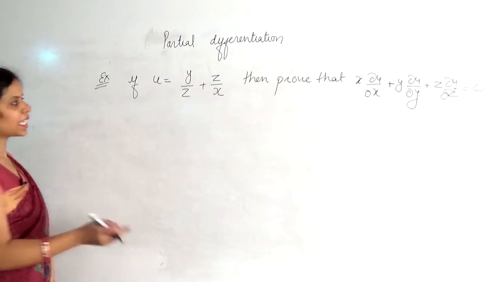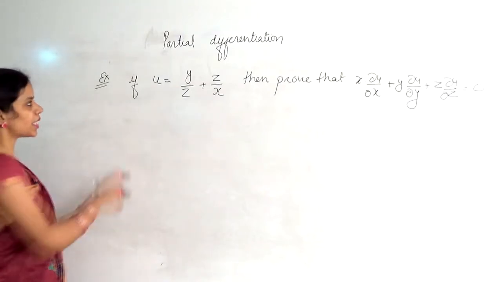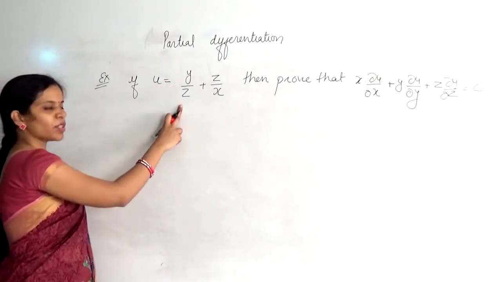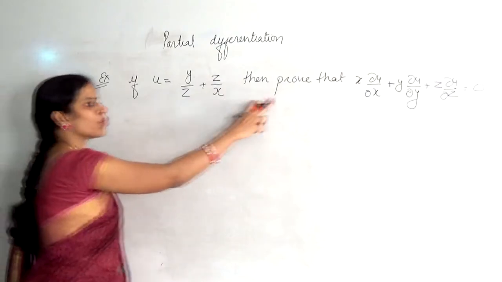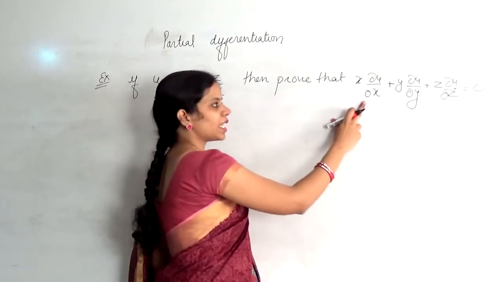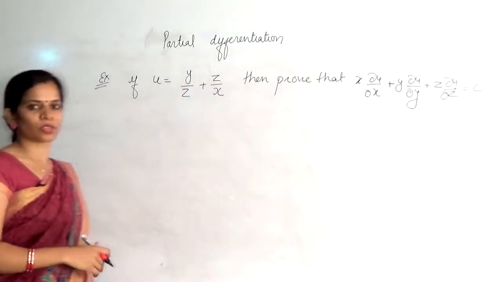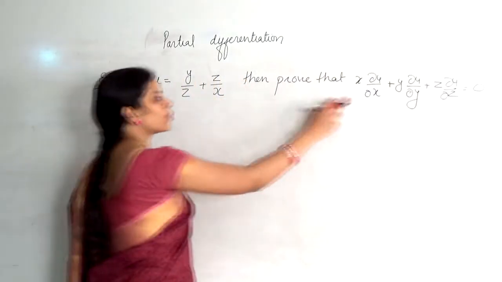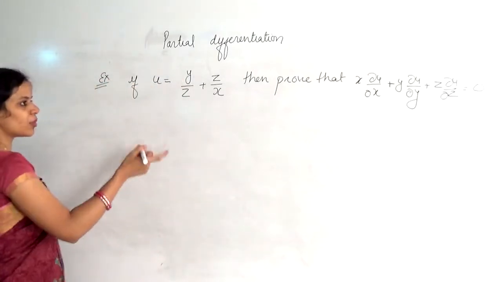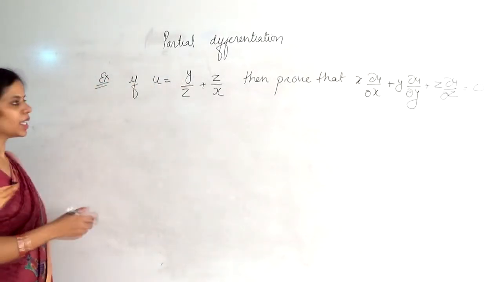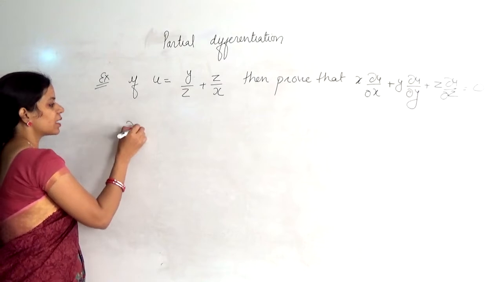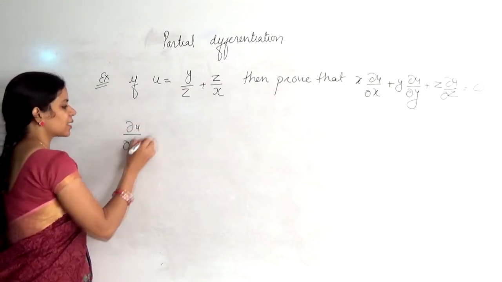Now again we will take one other question. If u equals y upon z plus z upon x, then prove that x del u upon del x plus y del u upon del y plus z del u upon del z equals 0. So we have to prove this. At first we will find del u upon del x, del u upon del y and del u upon del z.